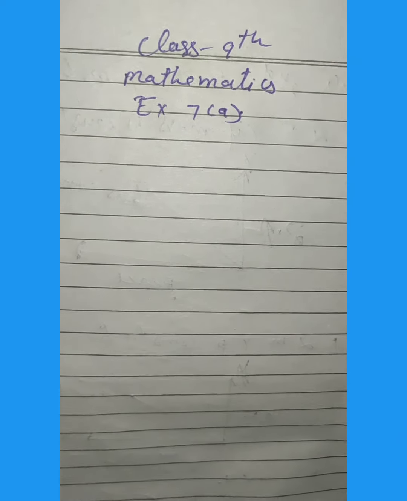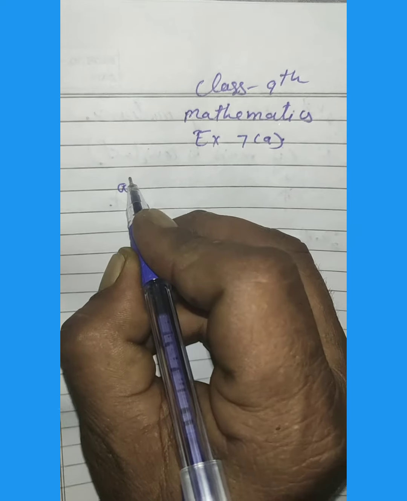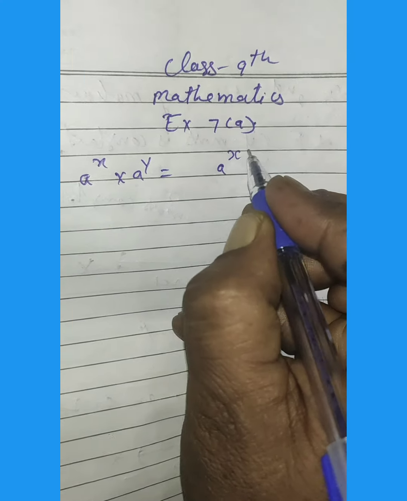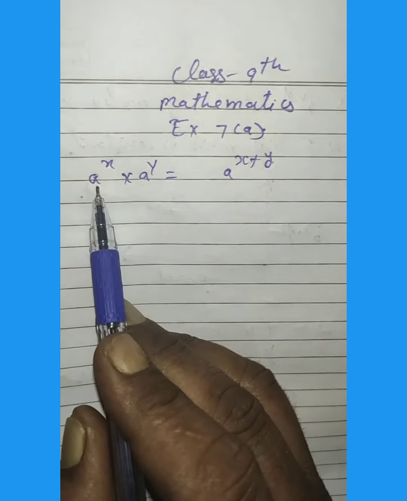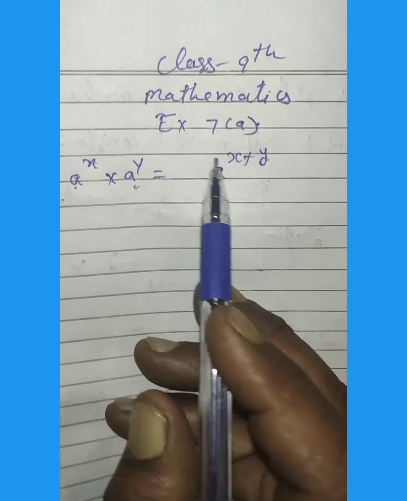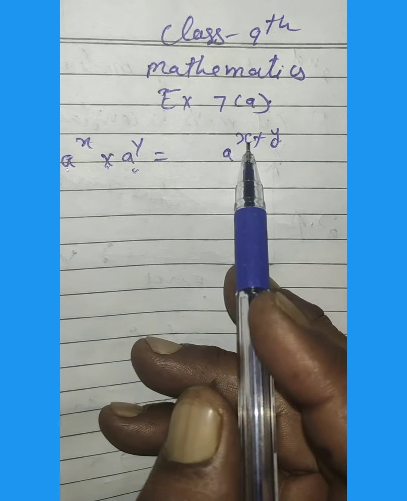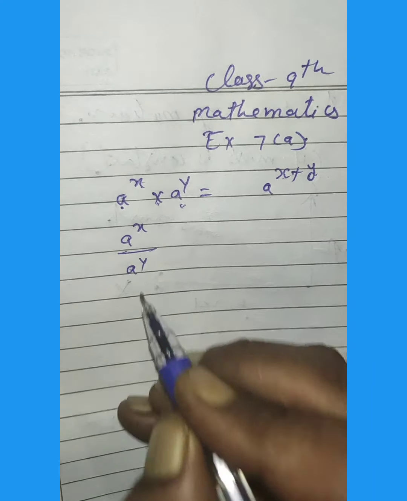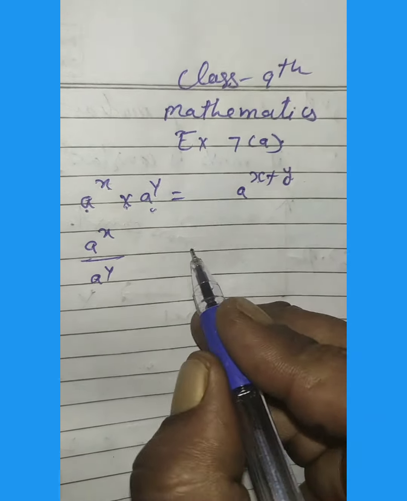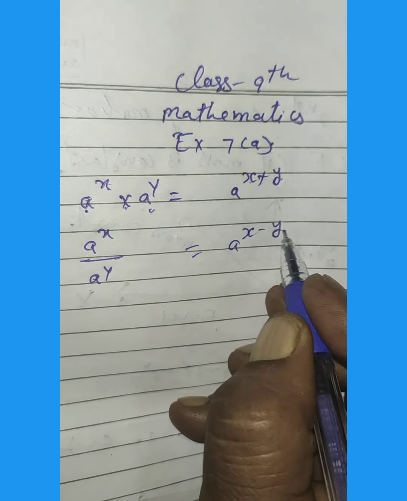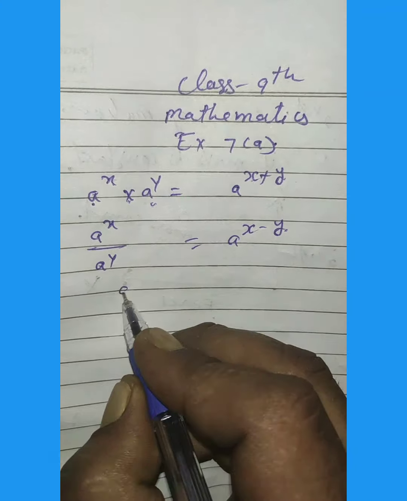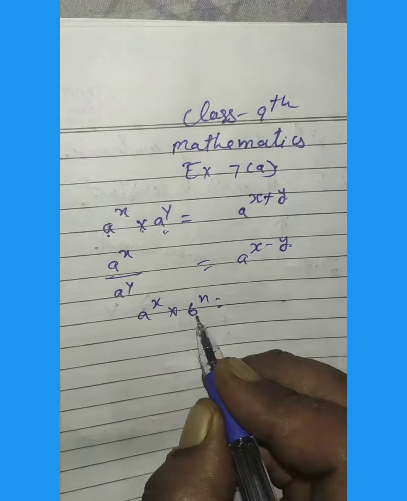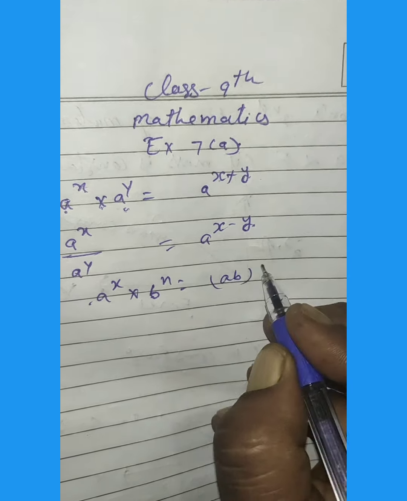In this chapter, you remember some formulas. A raised to power x into A raised to power y will be equal to A raised to x plus y. Meaning, if the bases are the same and there is a sign of multiply, then the exponents will be added. If there is divide, then it will be x minus y. But if the exponents are the same but the bases are different, then the bases will multiply with each other.